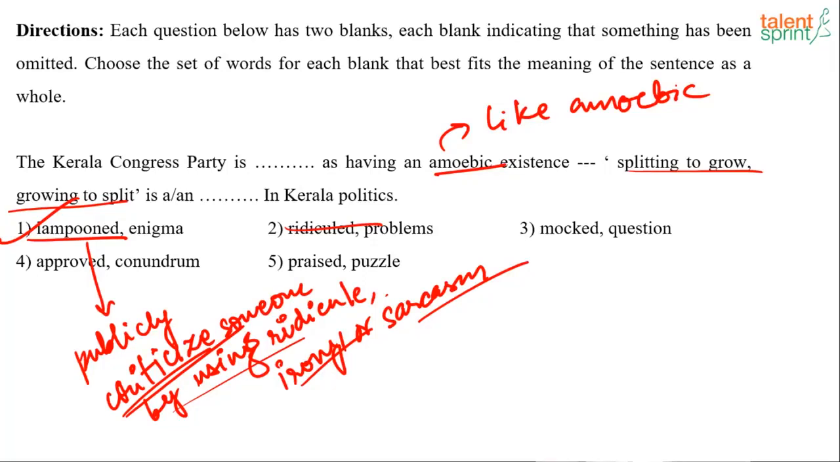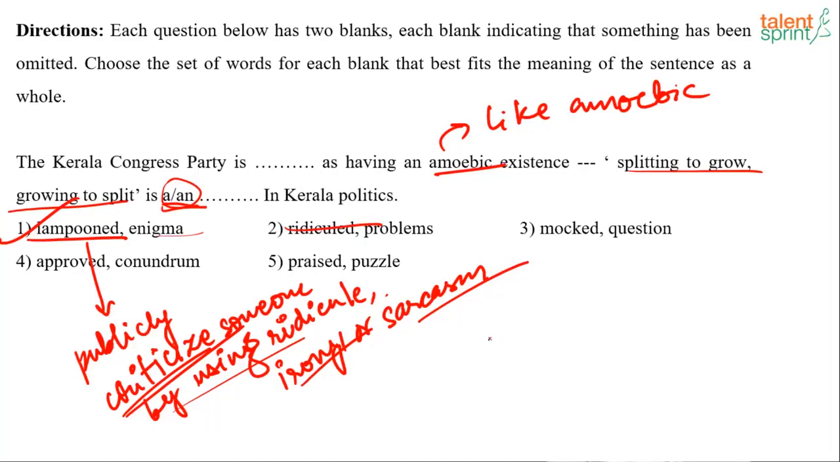Growing to split is a or an dash in Kerala politics. Now it's very cleverly mentioned. You can understand that this will be the answer, because for the rest of the question there is no a or an given. So even if you were not sure till the first option, you can understand that there is an a or an option given. That means they very well know that there will be an error if it is a.